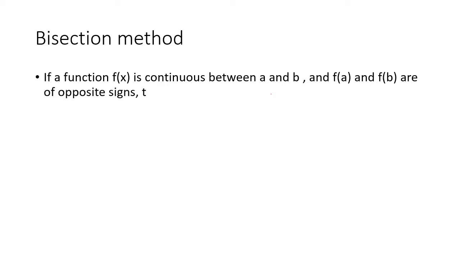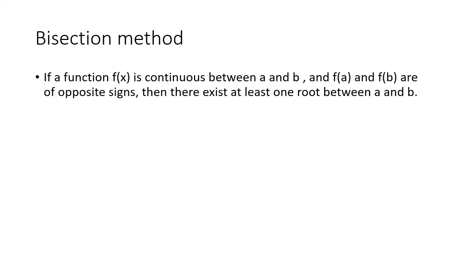If the function f of x is continuous between x equal to a and x equal to b, and the value of the function at a, that is f of a, and the value of the function at b, f of b, are of opposite signs, then there exists at least one root between a and b. So this can be simply demonstrated graphically.